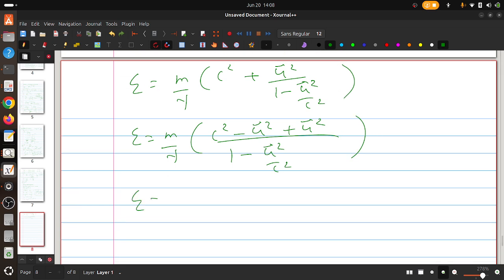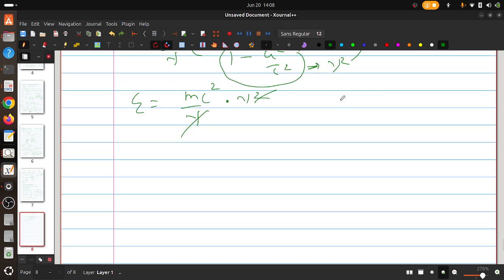Okay, so what do we get in the end? So basically it is m by gamma, and this quantity in the denominator, so this cancels, so it would be mc square, and this is nothing but gamma square, right? 1 upon 1 minus u square by c square is gamma square. So multiply that by gamma square, gamma gamma cancels. So now in the end we have a very special and famous formula, mc square gamma. So this mc square gamma is what is energy.